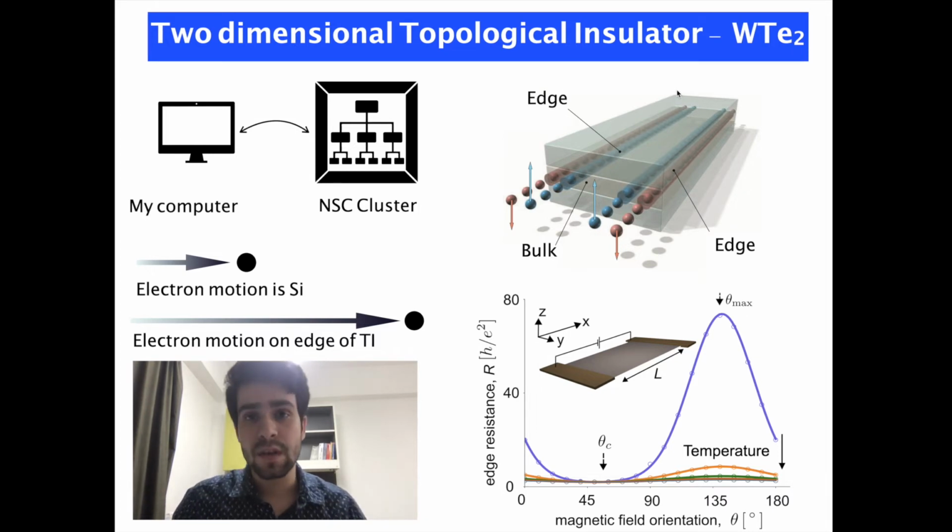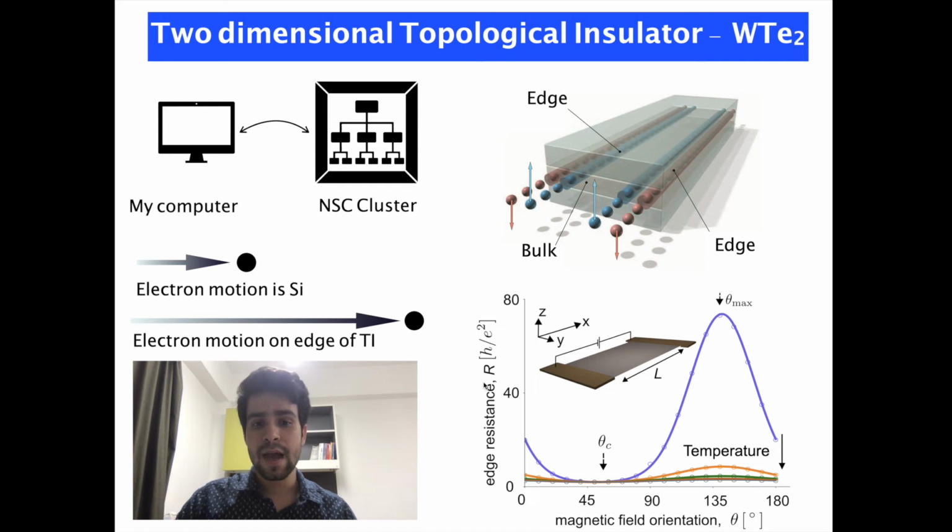Now, why is it significant? Because this is how an electron moves in silicon. And at the edge of a topological insulator, this is how an electron moves. Now, these kinds of materials also provide us new ways to control the device.